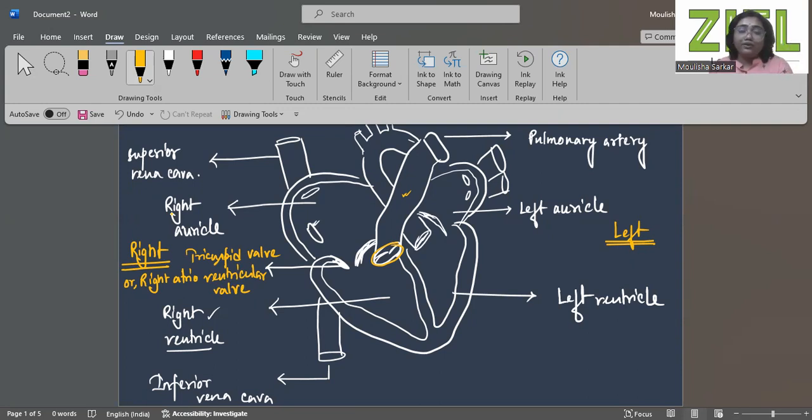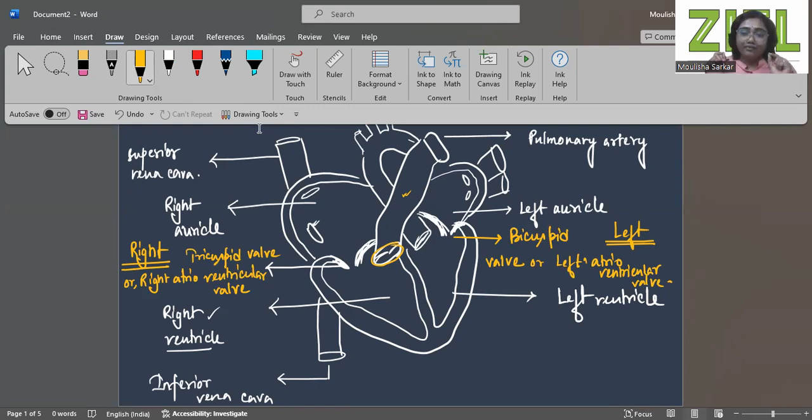Clear? Now we are going to the left side of the heart. If you focus on the left side of the heart, you will see that there is also another valve present at the junction of the left auricle and the left ventricle. This valve is known as the bicuspid valve. The right side one is tricuspid, the left side one is bicuspid, or you can say it's the left atrioventricular valve. So the tricuspid valve is present on the right side of the heart, and the bicuspid valve is present on the left side of the heart.